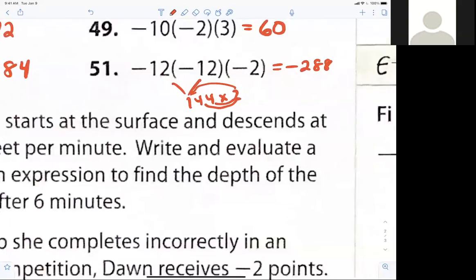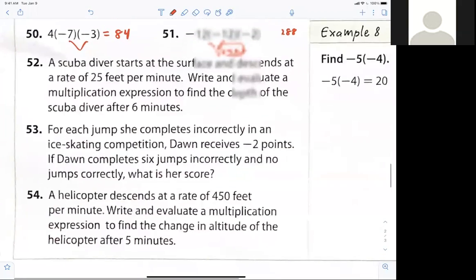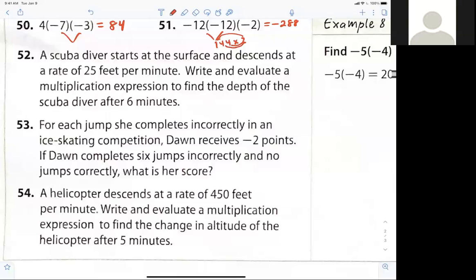Very good. Thank you. All right, go ahead, read 52 for me. A submarine starts at the surface and descends at a rate of 25 feet per minute. Write the multiplication expression to find the depth of the submarine after 6 minutes. I said negative 25 times 6 equals 150. Very good. Negative 25 times 6. That's what I would want you to write, which is negative 150. Very good.